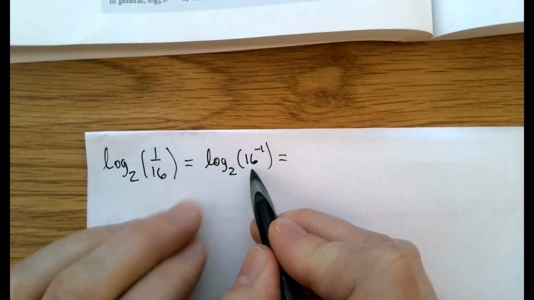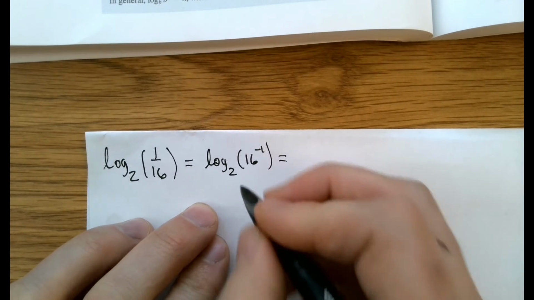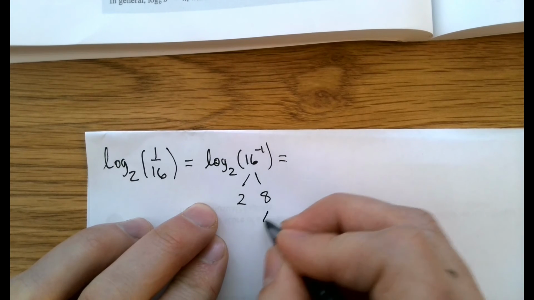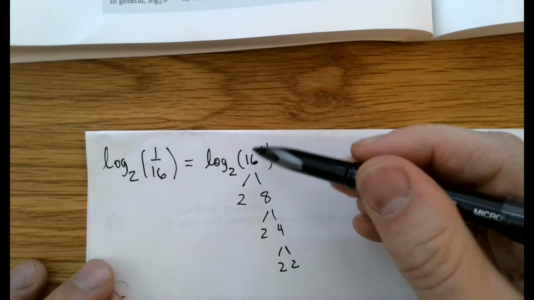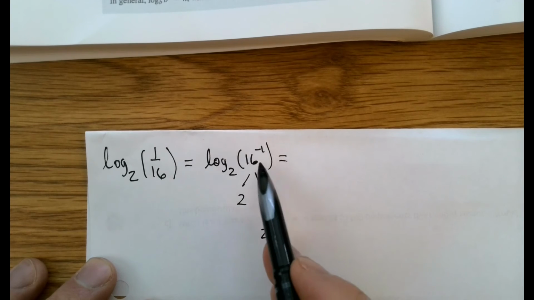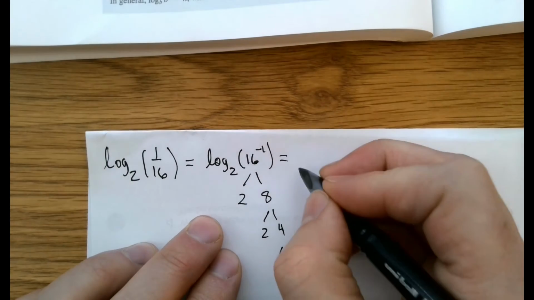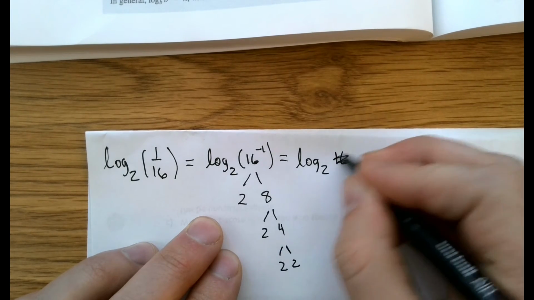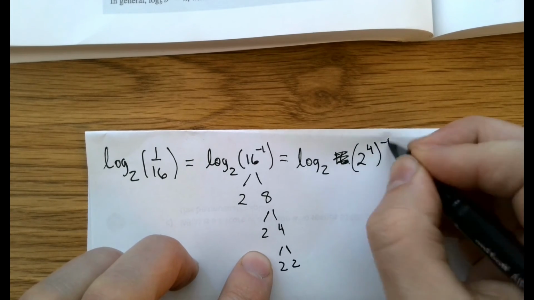Next, I'm going to note, can we rewrite 16 in terms of 2 to a particular power? You might know this offhand. Awesome. I'll show you this tree thing. You could also use a calculator to do this. I'm just repeatedly dividing 16 by 2. Really what I'm saying is 2 times 8 is 16, 2 times 4 is 8, 2 times 2 is 4. And then note that this is really log base 2 of 2 to the 4th power raised to the -1 power.